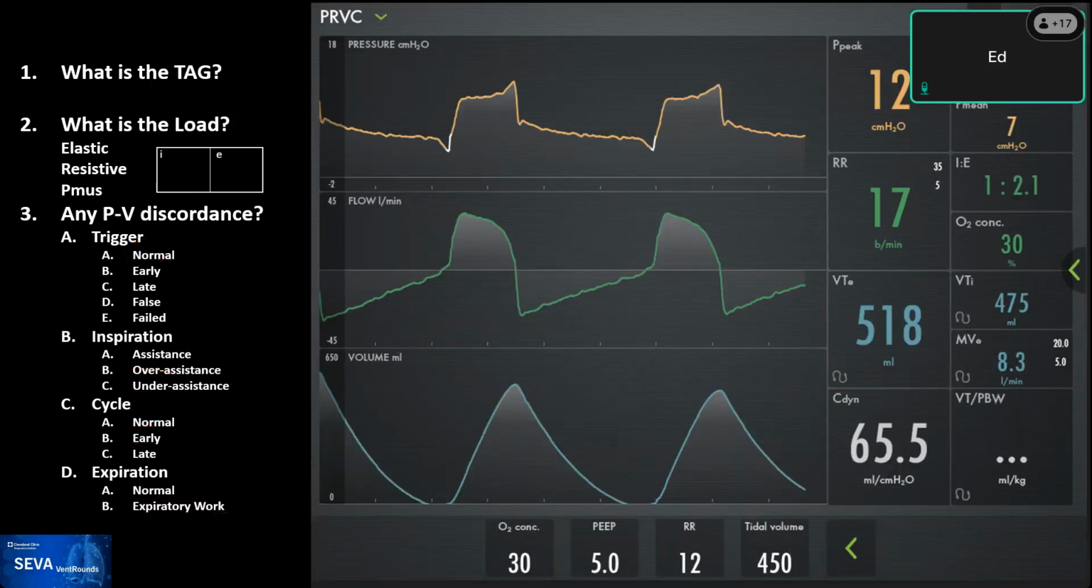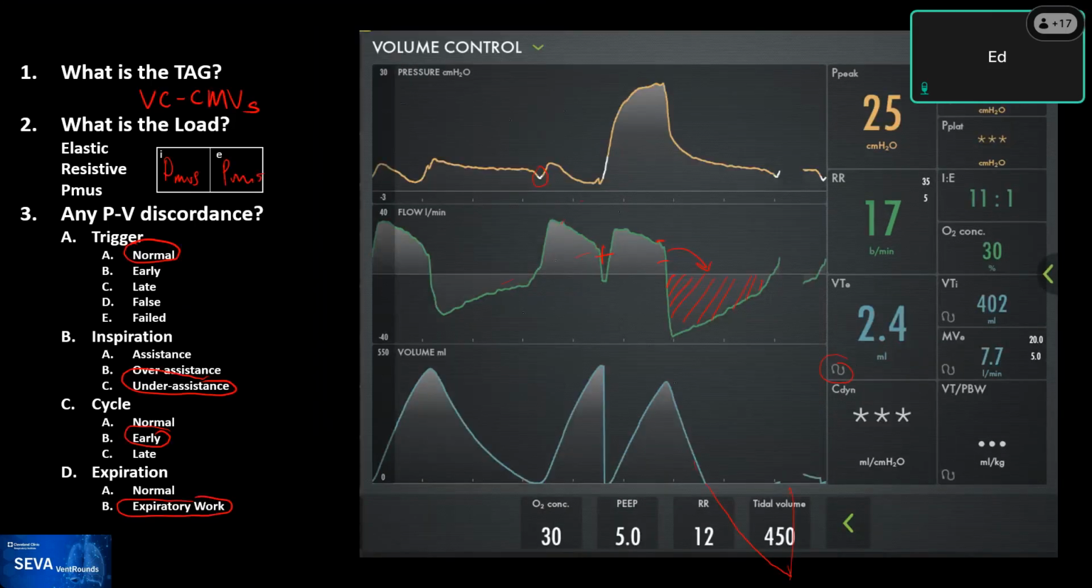Alrighty, so what would you all do when you see this patient? What would be your first action?